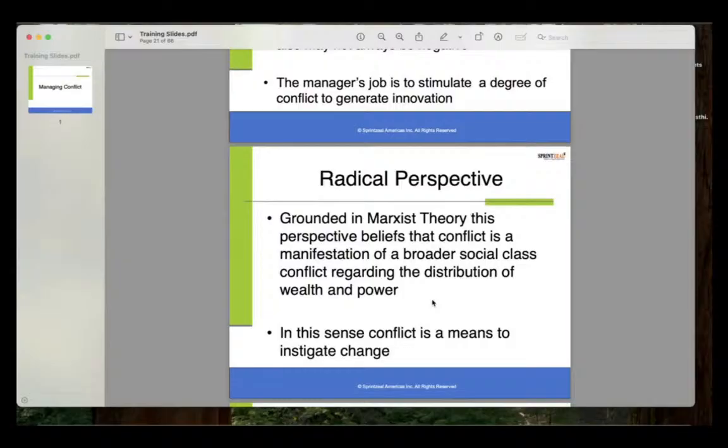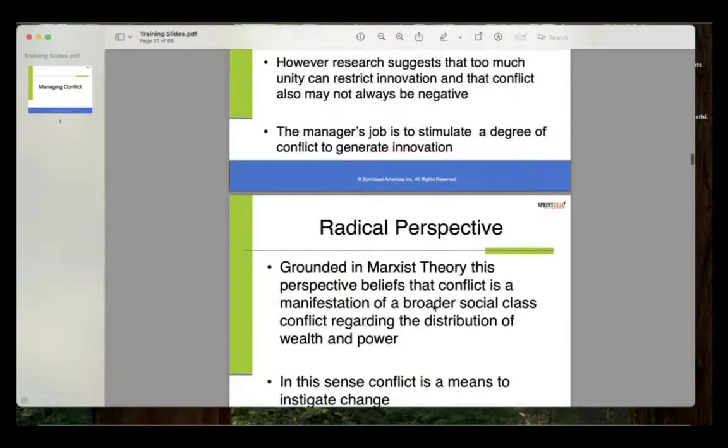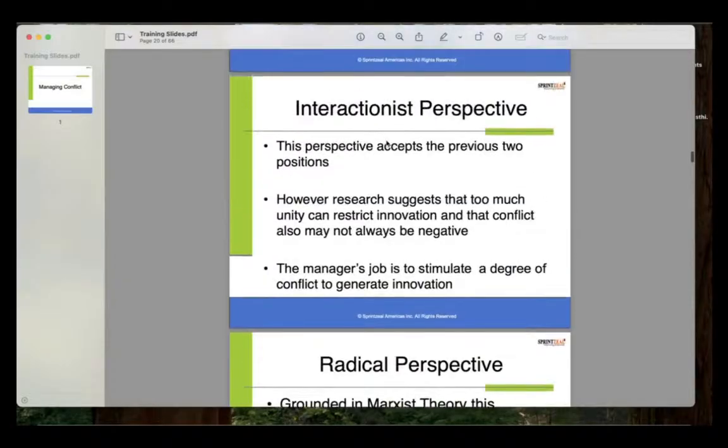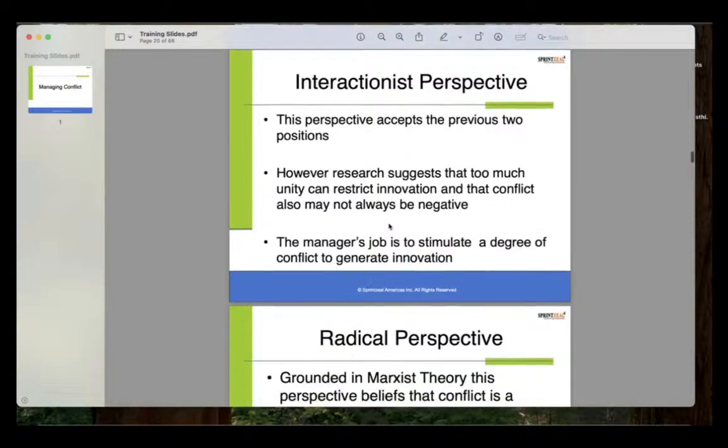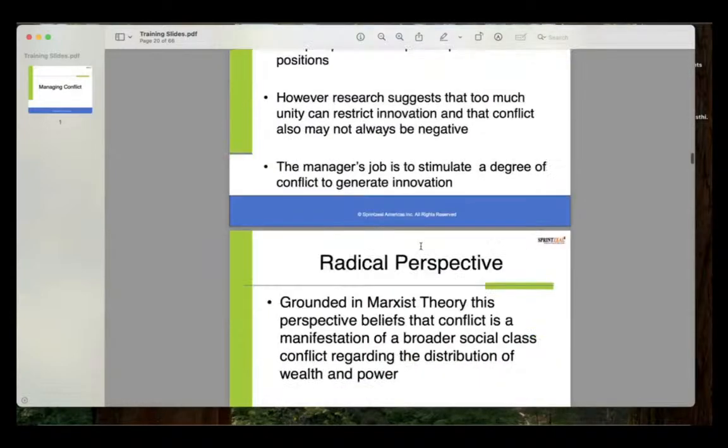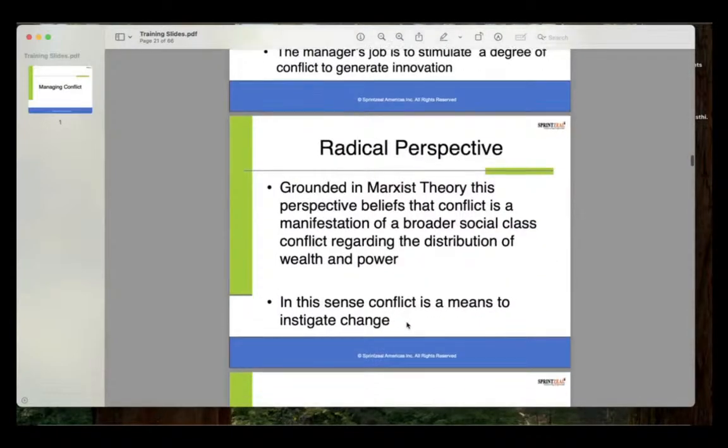So these are the different perspectives that we have been studying from different points of view, the main four perspectives. In this sense, conflict is a means to instigate change. And if we saw the interactionist one, we saw that it is about innovation. Here too, conflict is a means to change.